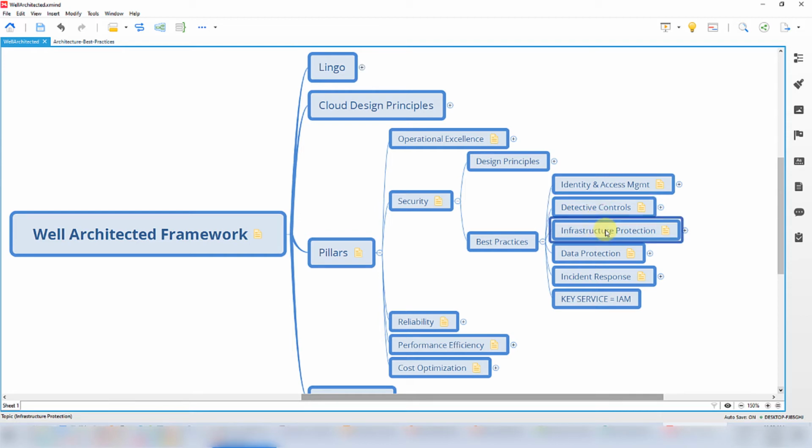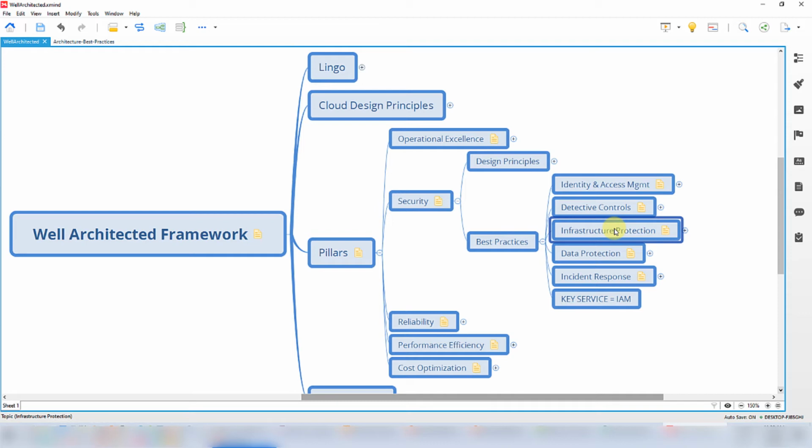Make sure you use controls to have defense in depth. Understand stateful and stateless firewalls. Protect your boundaries. Always monitor the points of ingress and egress and have comprehensive logging, monitoring, and alerting.